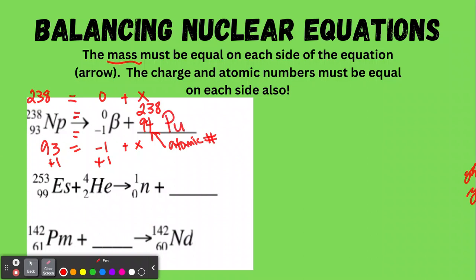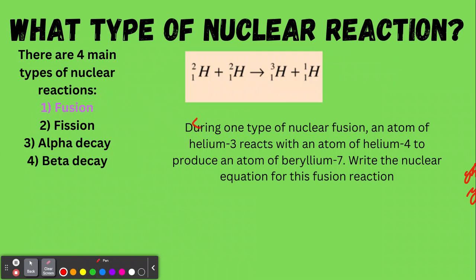So we're going to write Pu. So that is where the symbol comes from. You have to use the atomic number and the periodic table to get your element symbol. Keeps doing that every time I go back and forth.